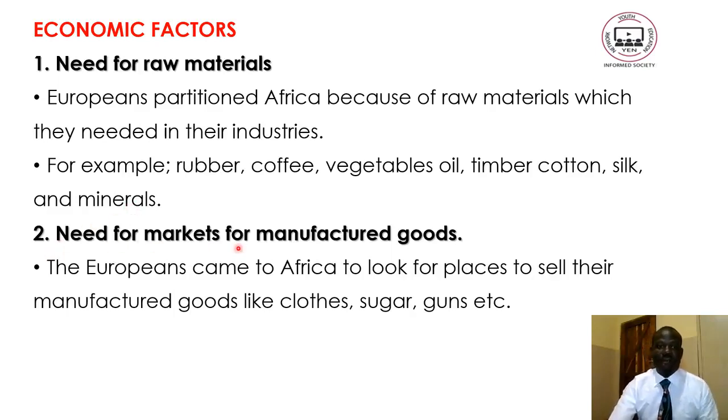And also the need for markets for the manufactured goods. Europeans came to Africa to look for places to sell their manufactured goods like clothes, sugar, guns, and many others. They wanted places they could turn into markets, because we talk of places where people were living. If those people under that claimed territory were under them, then they could say, all right, now we are together, we are the owners of this land, but we are selling you these things. So they wanted to find market for their manufactured goods.